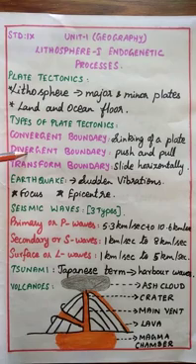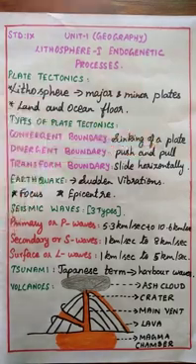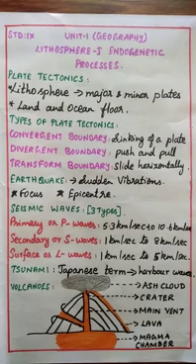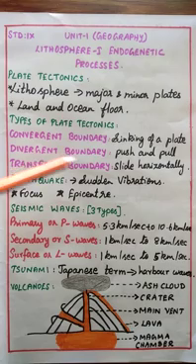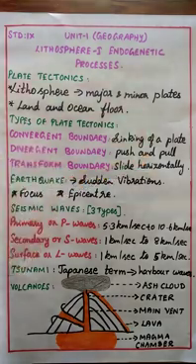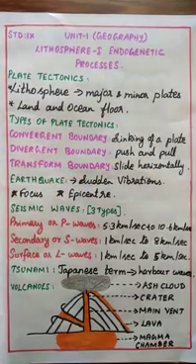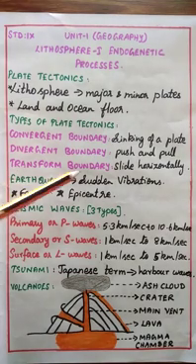Next is the divergent boundary, which is push and pull: the plates pull away from each other as magma pushes up from the mantle. And next is the transform boundary. The transform boundary is where the plates slide horizontally past each other. That is called the transform boundary.